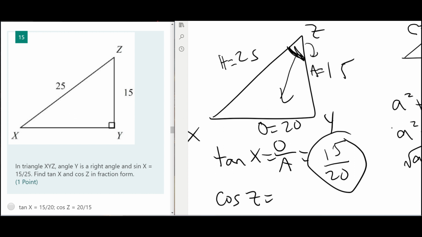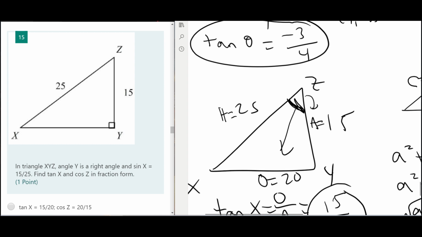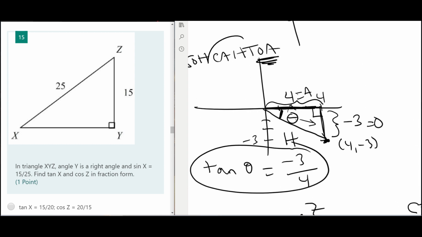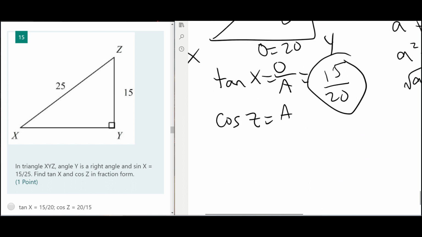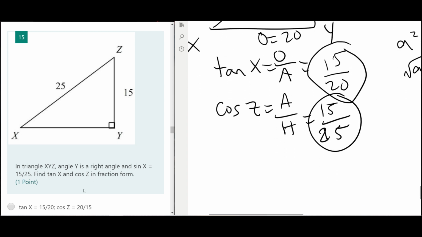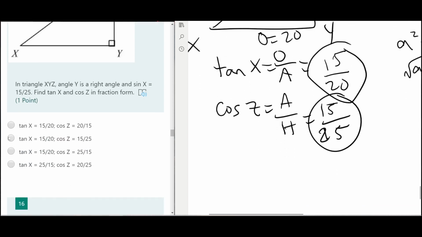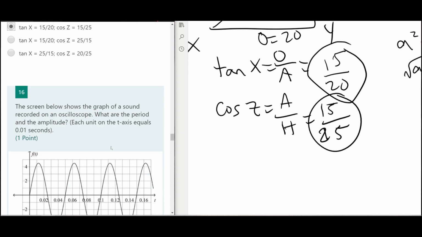So cosine, remember from CAH TOA, is adjacent over hypotenuse. The adjacent now is 15, so we have 15 over the hypotenuse, which is 25. 15 over 25. So 15 over 20 and 15 over 25. Be careful with what angle they're asking you for, tangent x, tangent z. You've got to be careful what they're asking for.